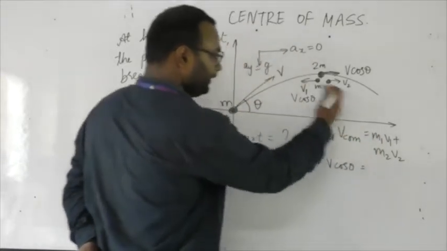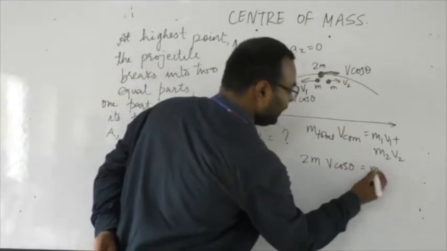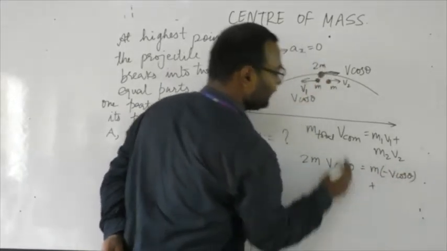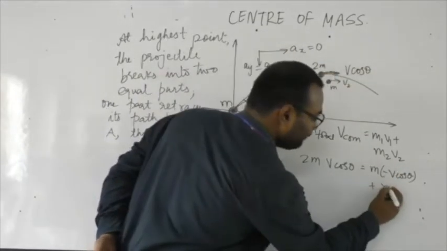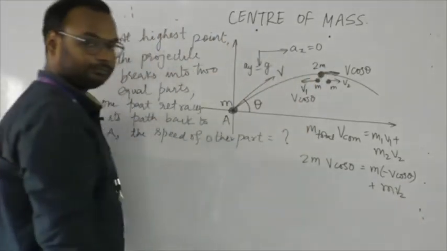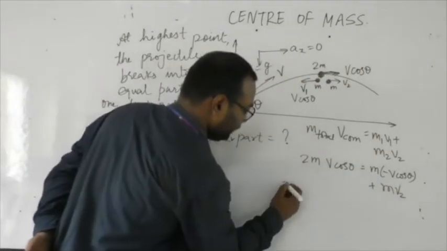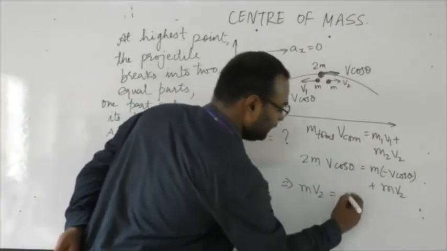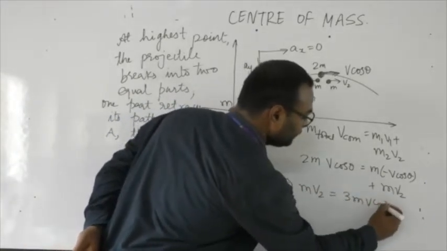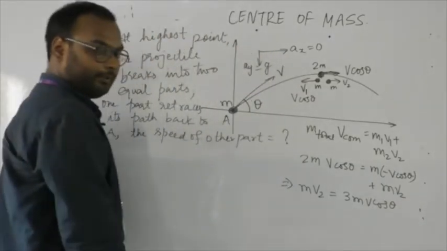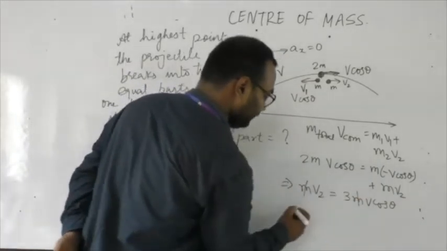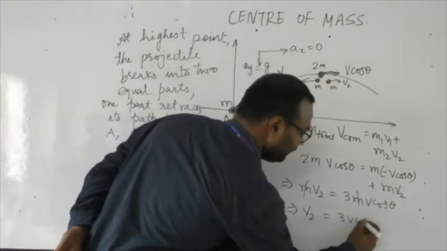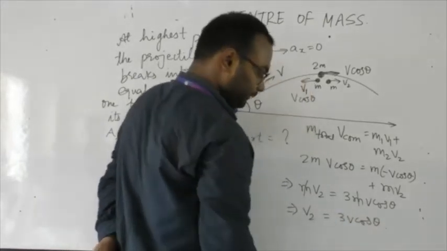If I say m1 going backwards, say m going backward, means v cos theta with minus sign, plus m2 into v2. Now with this we will get that m into v2 is 3m v cos theta. Now if you cancel it, you will get the velocity of the other mass as 3 v cos theta.